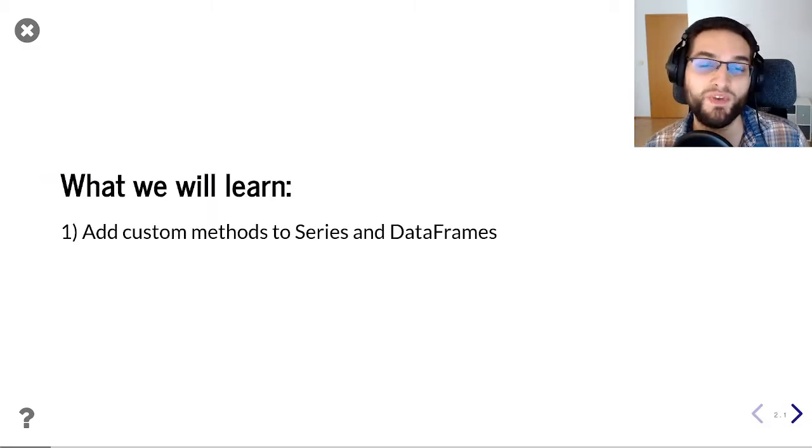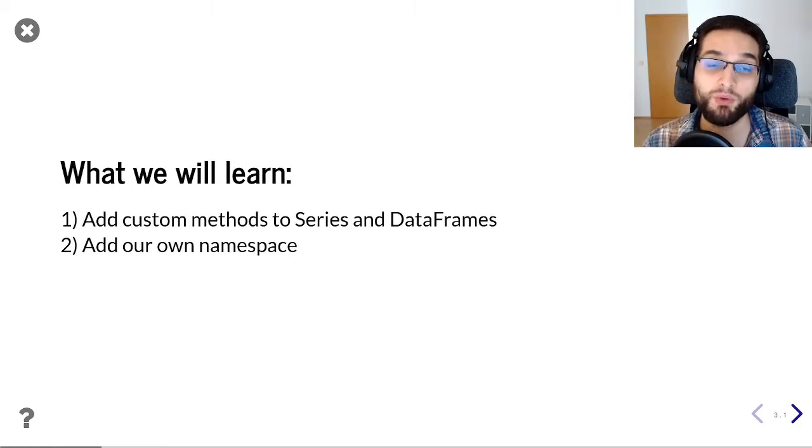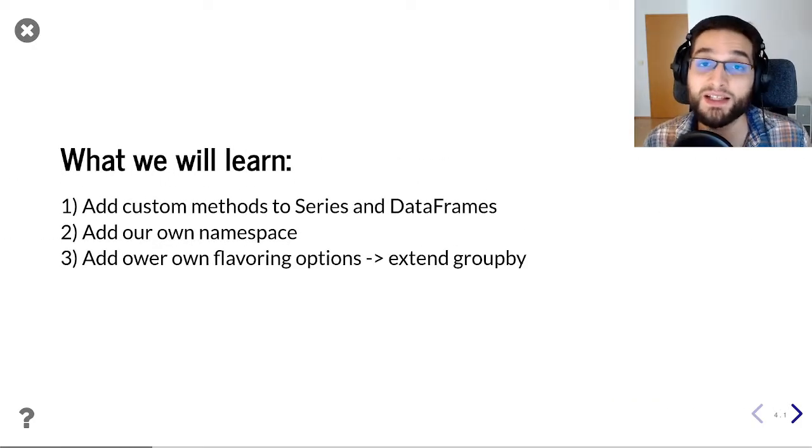To learn more about flavoring Pandas, we will add custom methods to the Pandas series object and the Pandas data frame object. Then we will also add our own namespace. Lastly, I want to show you how you can add flavoring options which go beyond Pandas flavor itself. So basically what we will do is we will add our own custom registration method to Pandas flavor and then use that in some code.